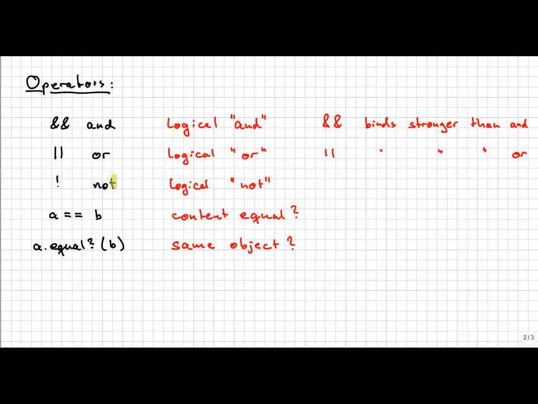And we can also obtain Boolean values by comparisons. If we use two equal signs to compare two variables, then we are asking the question whether the content of these variables is equal. If we use the equal method, we are asking whether A and B are the same object. So this is a little bit different from what you're used to in Java. So it's best to experiment a little bit with the double equality sign and the equal method to find out what the equality is that you're actually using.